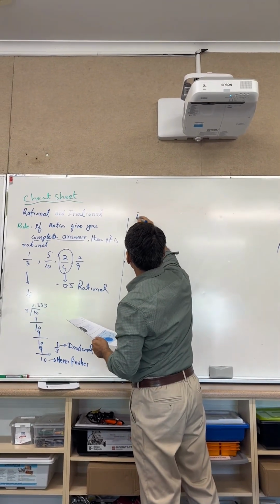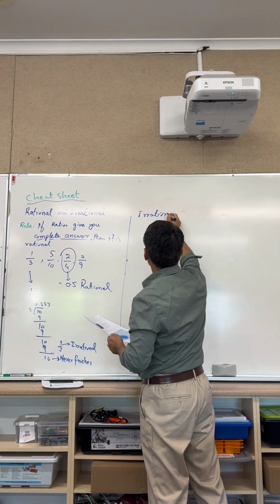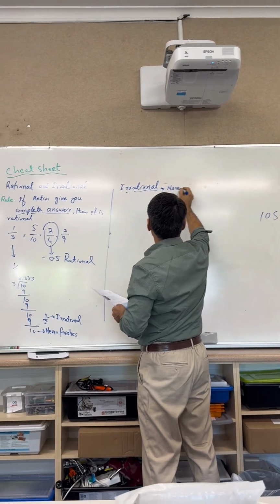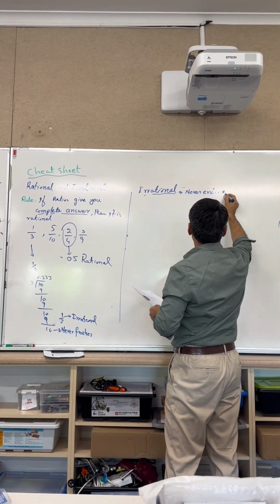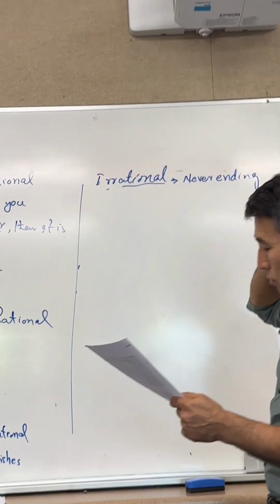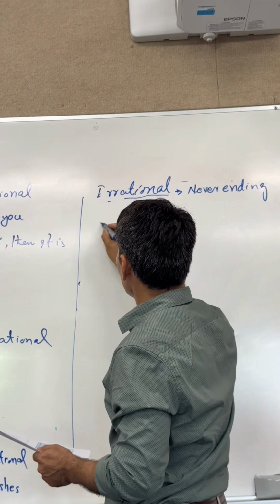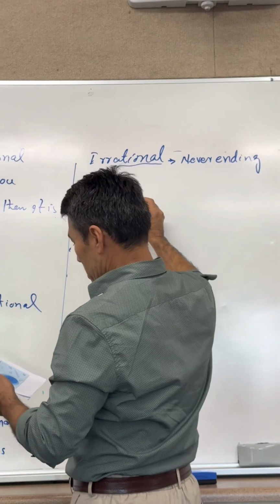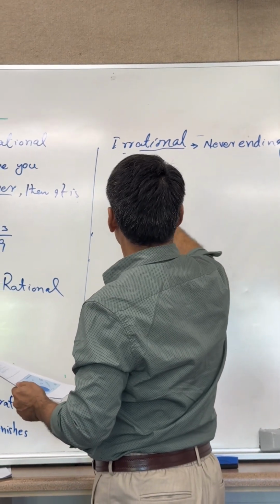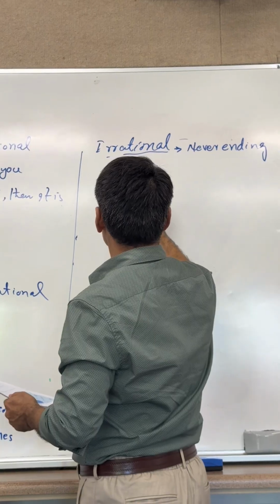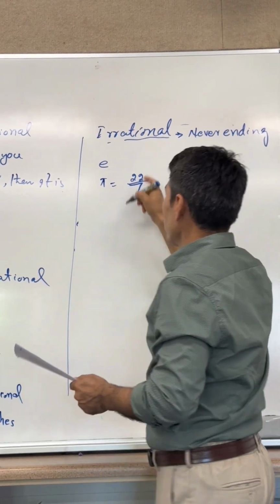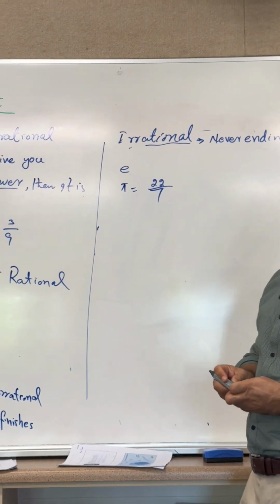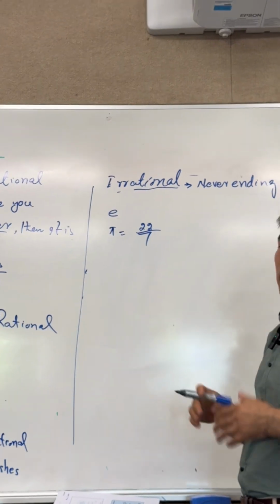Okay, let's go irrational. It's called never ending. That goes forever, it doesn't end. Let's see some examples. Your teacher might ask you about e, okay? e has a value. Let's go check pi. Pi is 22/7. Do you guys remember pi is 22/7? Now, if I divide this, I'll check whether it gives me an exact answer or not.